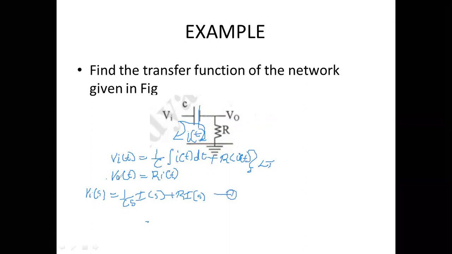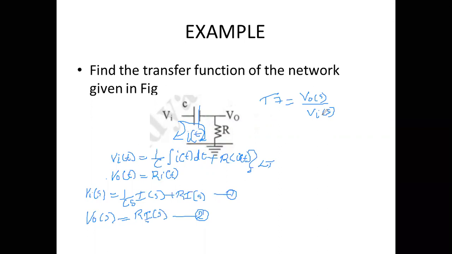Now apply the Laplace transform to the output equation, that is V naught of s, which is equal to R into capital I of s. So this is your second equation. Therefore, the transfer function is equal to the ratio V naught of s divided by Vi of s. So this is the transfer function.